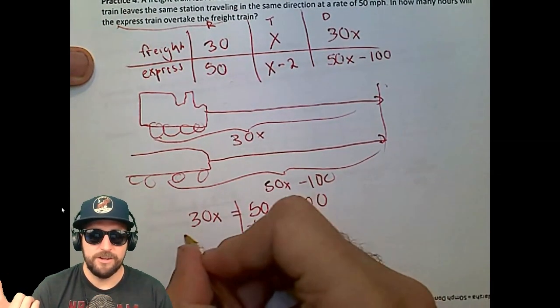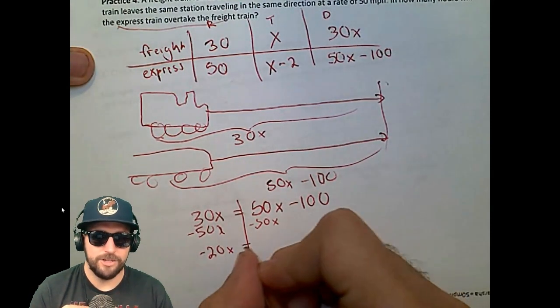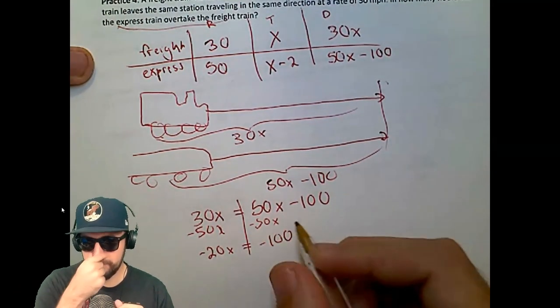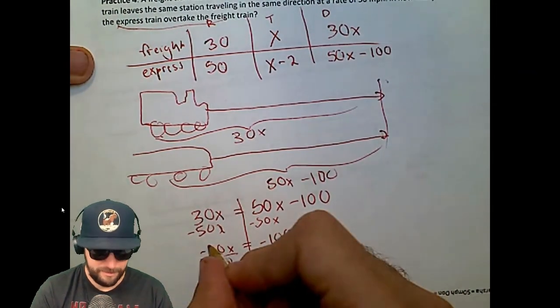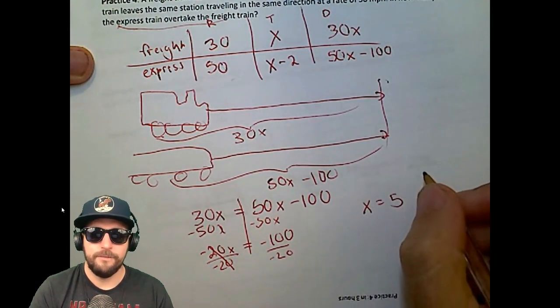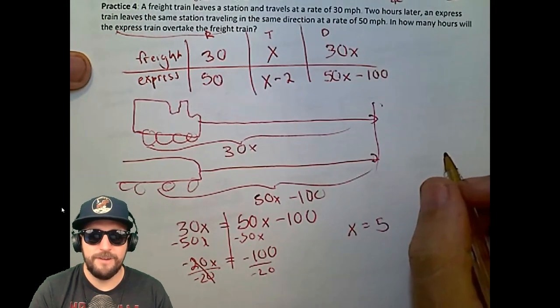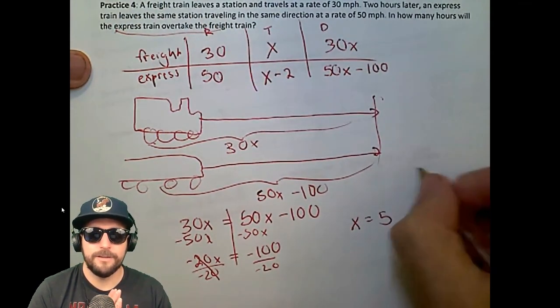So we got an equation with variables on both sides. Get all the variables on one side. So negative 20x should equal negative 100. Numbers on the other. Divide both sides by negative 20. And x equals 5. Negative 100 divided by negative 20 is positive 5. So x is 5. And here's the part, that problem.